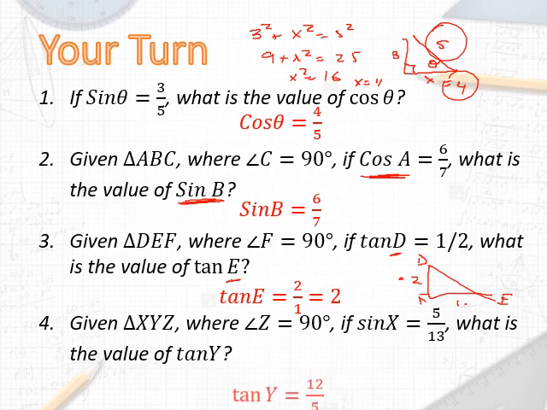And then question 4, you should have gotten 12/5. So we got our triangle, X, Y, Z, and we were given sine of X is 5/13. If you do Pythagoras' theorem, remember we have the hypotenuse, so you're solving for one of the other sides, you get 12, and then tan of Y will be opposite over adjacent, so that's 12/5.